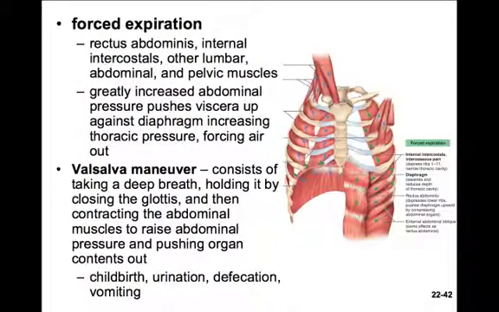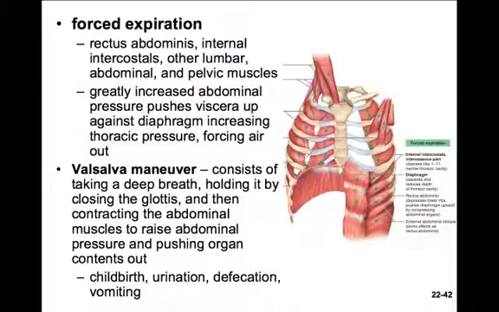During forced expiration, we'll see the accessory muscles like the rectus abdominis, the internal intercostals, and other lumbar and abdominal muscles, as well as pelvic muscles. This greatly increases the abdominal pressure, pushes the viscera up against the diaphragm, and increases thoracic pressure, thus forcing air out. The Valsalva maneuver also involves some of our accessory muscles for respiration.